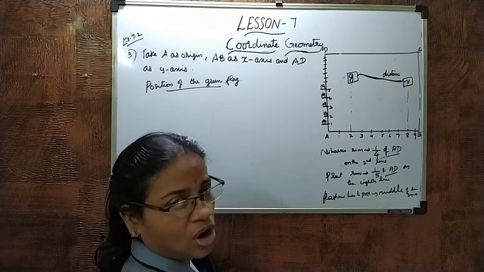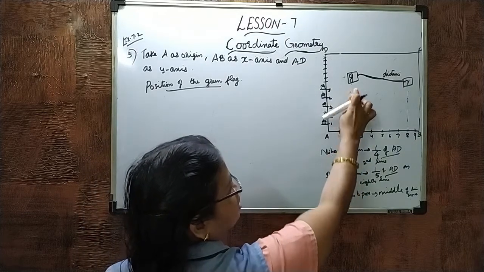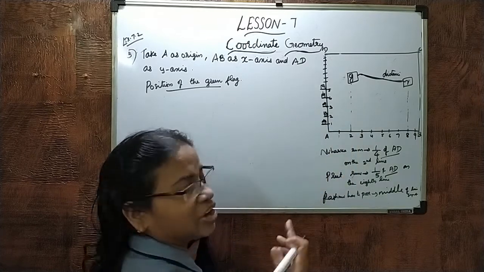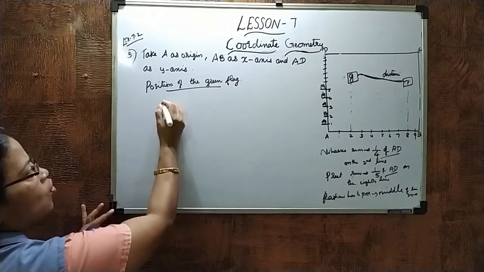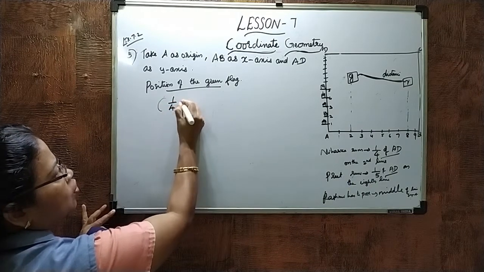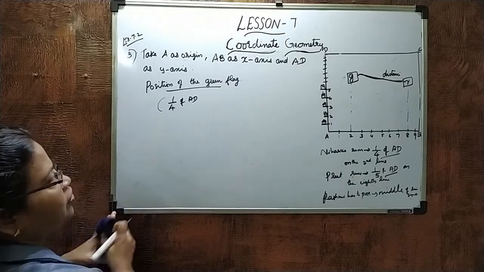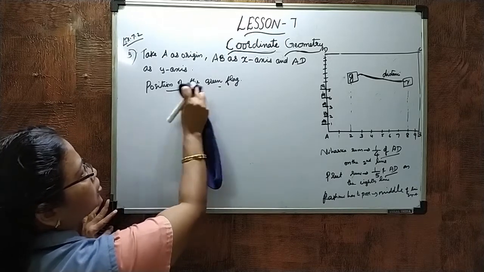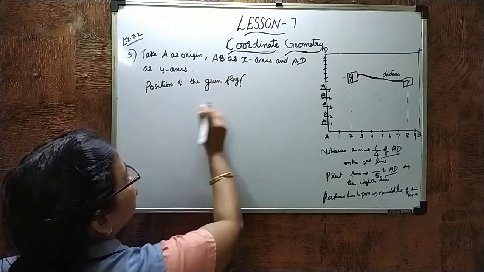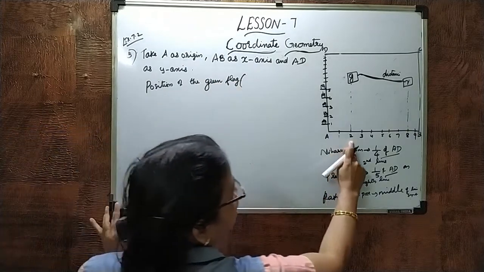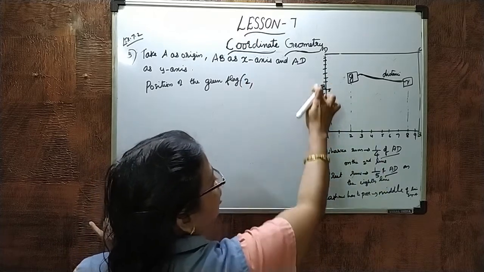Then how will you find the coordinates? Only the x-coordinate is given here. The x-coordinate is 2. What is the y-coordinate? They have given you one clue: it is 1/4 of AD. First we write the x-coordinate. What is the x-coordinate? The position of the green flag. The x-coordinate is 2, and then 1/4 of AD.